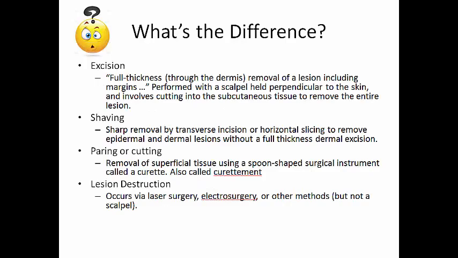So what's the difference between all this? Excision is full thickness through the dermis, removal of a lesion including margins. It can be performed by a scalpel, cutting into the subcutaneous tissue. Shaving is sharp removal by transverse incision, a horizontal slicing. Paring or curettement is removal of superficial tissue using a spoon-shaped surgical instrument called a curette. This procedure is also called a curettement. Lesion destruction occurs via laser surgery, electrosurgery, or any other methods, but it's not done with a scalpel.